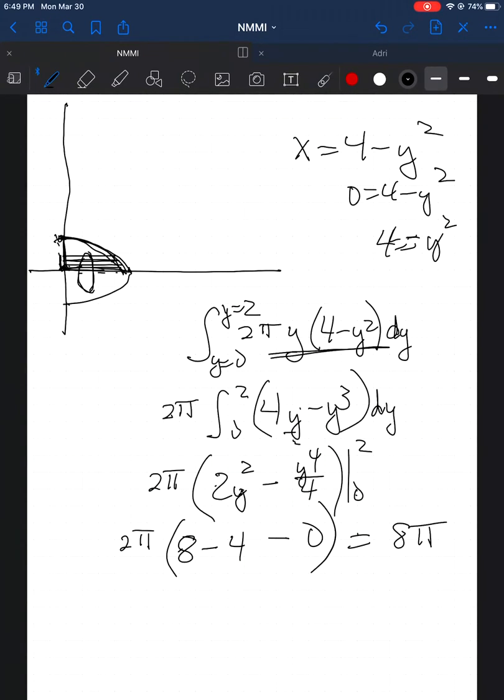Okay, once you get used to the shell method, it's actually one of the easier ones to use. It's really hard to picture it. If you put these graphs in Maple and generate a 3D graph, it's really nice to be able to see it that way. Otherwise, it's not so easy to see.